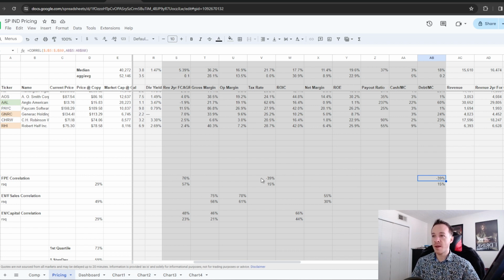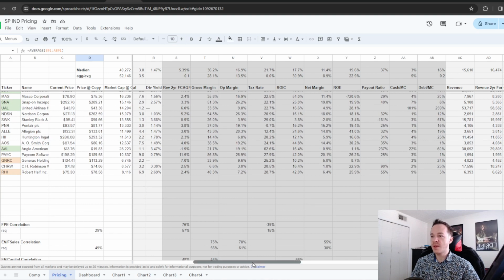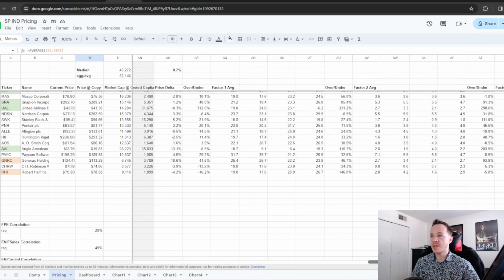As I was saying here, we have the 3 metrics that I mentioned. The first one is correlated with the forward P/E ratio, but then we're also using gross margins, operating margins, and net margins in order to correlate with the forward EV to sales ratio, as well as the forward 2-year sales CAGR, gross margins, and return on invested capital for the EV to invested capital ratio. Now, once I've done this, I come over to this right-hand section over here.